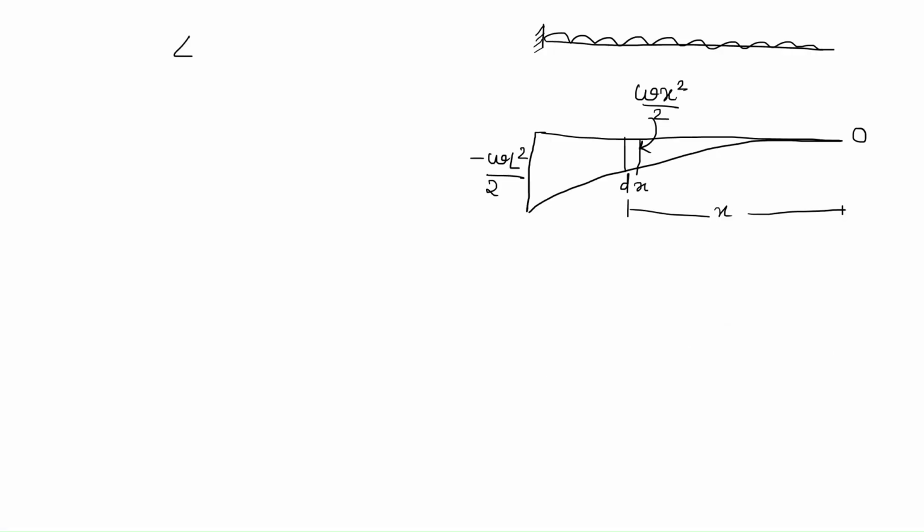Next, we need to find out the deflection at the free end. The deflection at the free end according to the moment area method is the moment of the M by EI diagram about the point where deflection is required. So the deflection will be equal to integral 0 to L of M by EI into moment. Moment means we need to multiply it with x, so M by EI into x into dx, and that will be integral 0 to L.